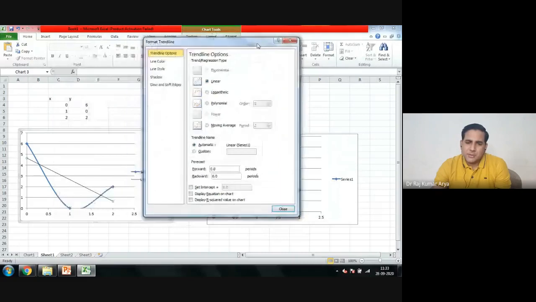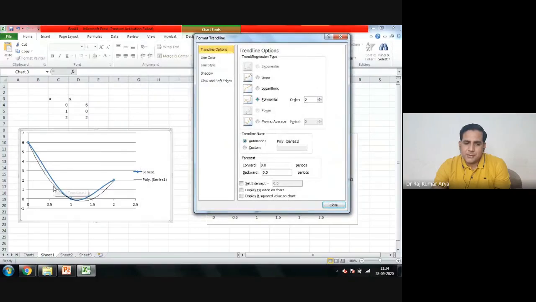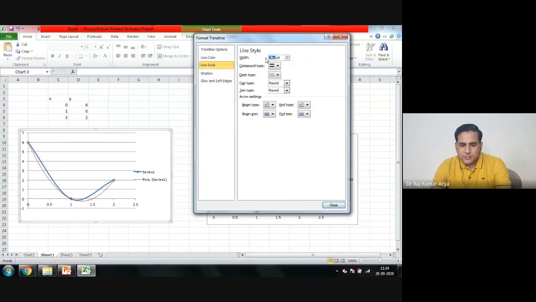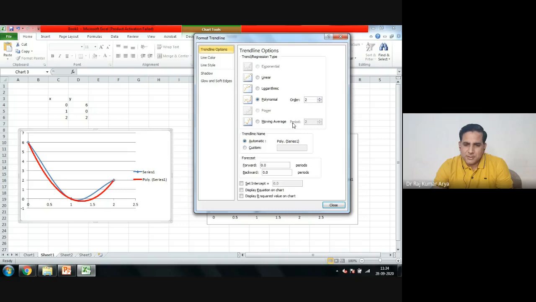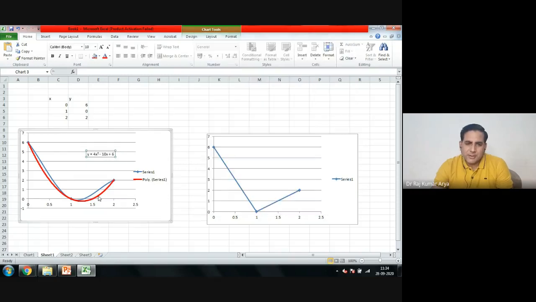So let's say you are doing a polynomial here. You are doing a polynomial here, right? So this black line is what you are fitting, right? You can change this color for the time being. So let's say this color here, because these are just to see what we are actually doing. So you did a polynomial here, and let's say you want to show the equation on this graph. So this is what you are getting here.